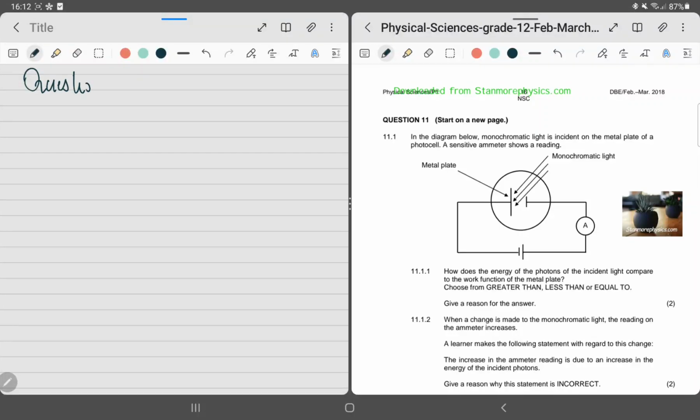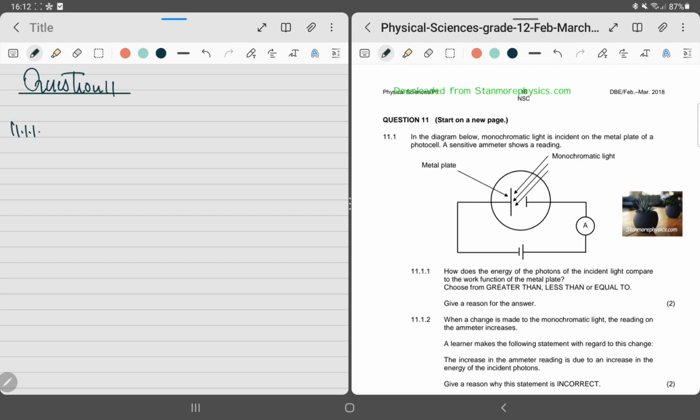Question 11. In the diagram below, the monochromatic light is incident on the metal plate of a photocell. A sensitive ammeter shows a reading.